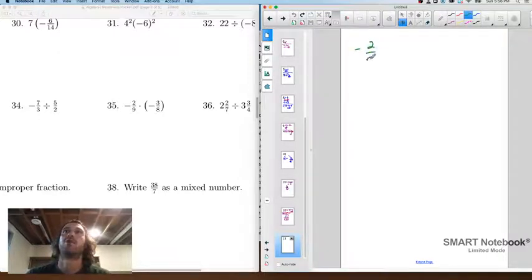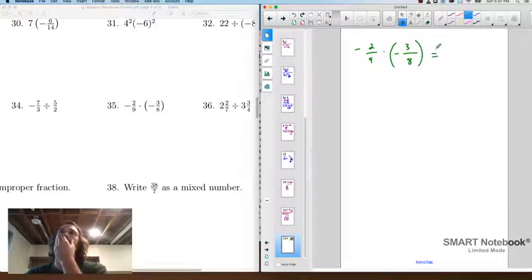Negative 2 over 9 times, in parentheses, negative 3 over 8. Okay, so here we have a negative times a negative. When we're doing a negative times a negative, we know the answer is positive, so we actually don't have to worry about the negative signs at all.